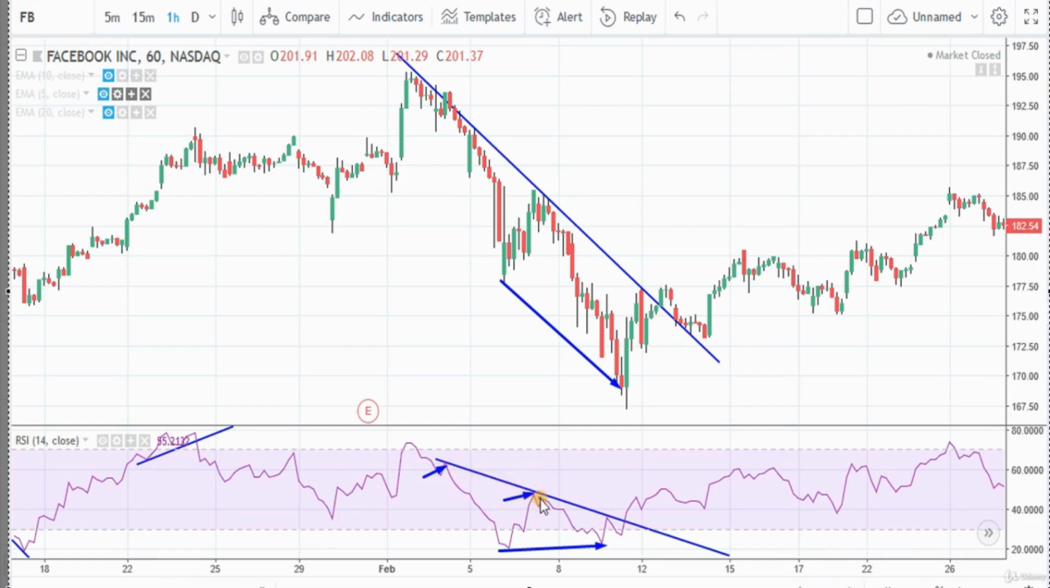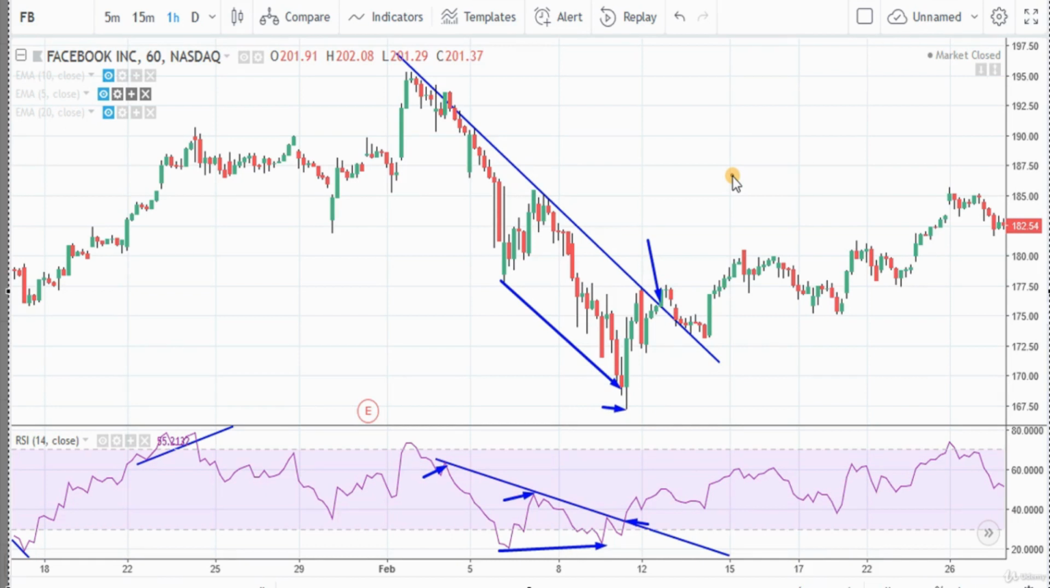So we will join these two points and extend the trend line. Here we are getting an entry point signal, but as prices are below this trend line, we will wait till prices break this trend line. At this point, we are getting our confirmed signal and we will place our stop loss at this point.